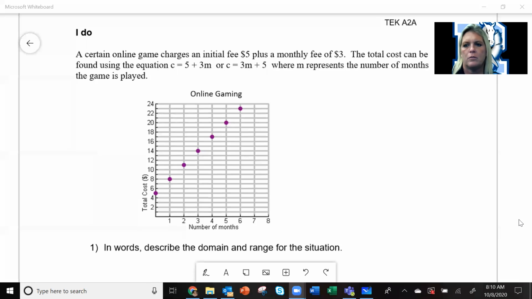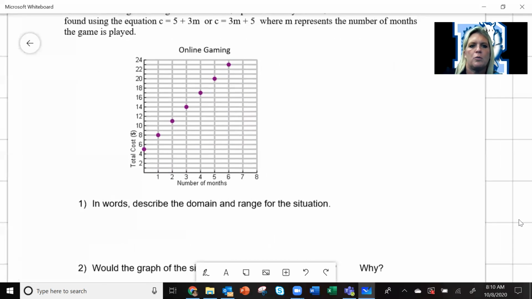All right, now we are looking at domain and range given a situation. This tells me a certain online game charges an initial fee of $5 plus a monthly fee of $3. The total cost can be found by using the equation C equals 5 plus 3m, or C equals 3m plus 5, where m represents the number of months the game is playing. Now, it's asking you to find the domain and the range in words.